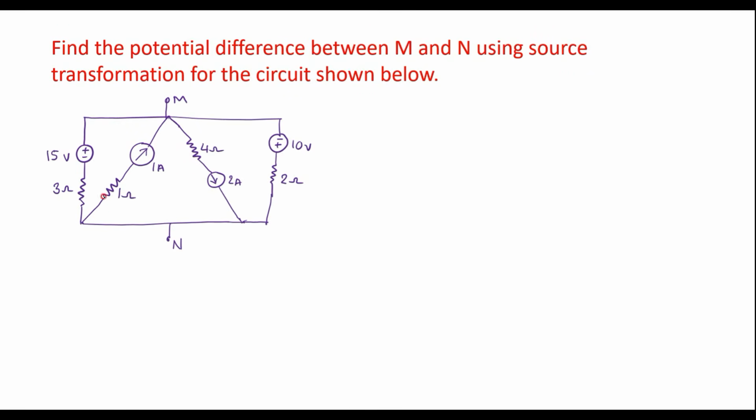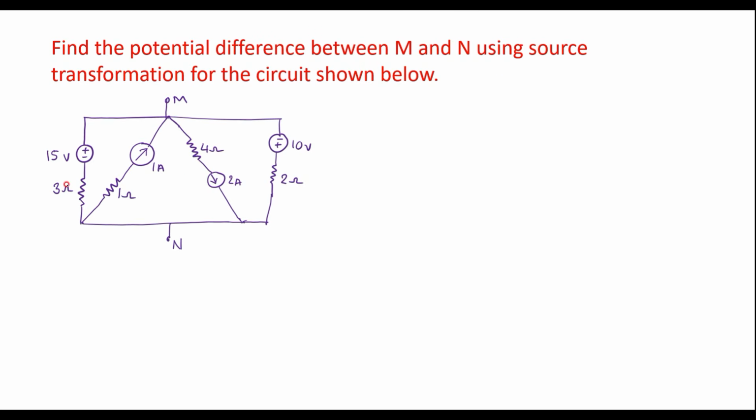Here we can observe that 15 volt source is in series with 3 ohm resistor, and here we have 10 volt source in series with 2 ohm. In these two branches there is a current source in series with resistor. If there is a resistor in series with current source, then that resistor can be ignored. So we can ignore this 1 ohm resistor, and here we can ignore this 4 ohm resistor.